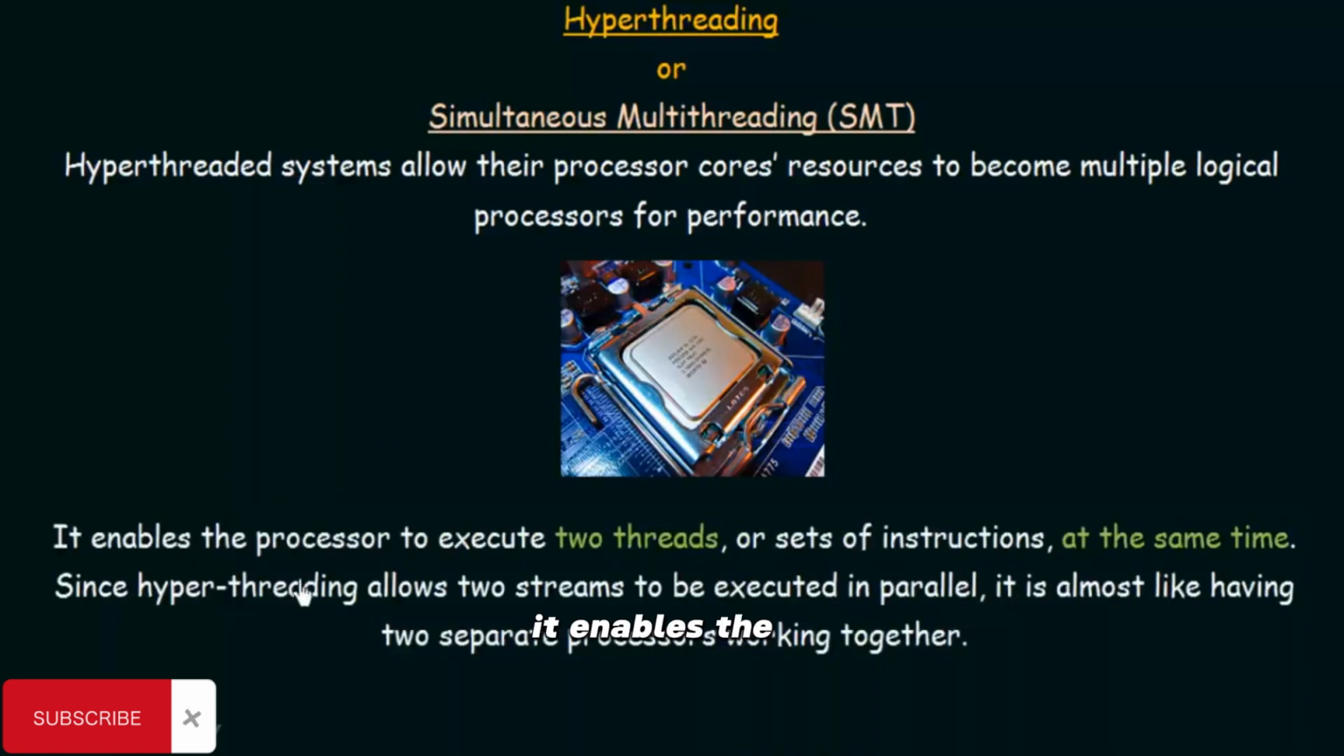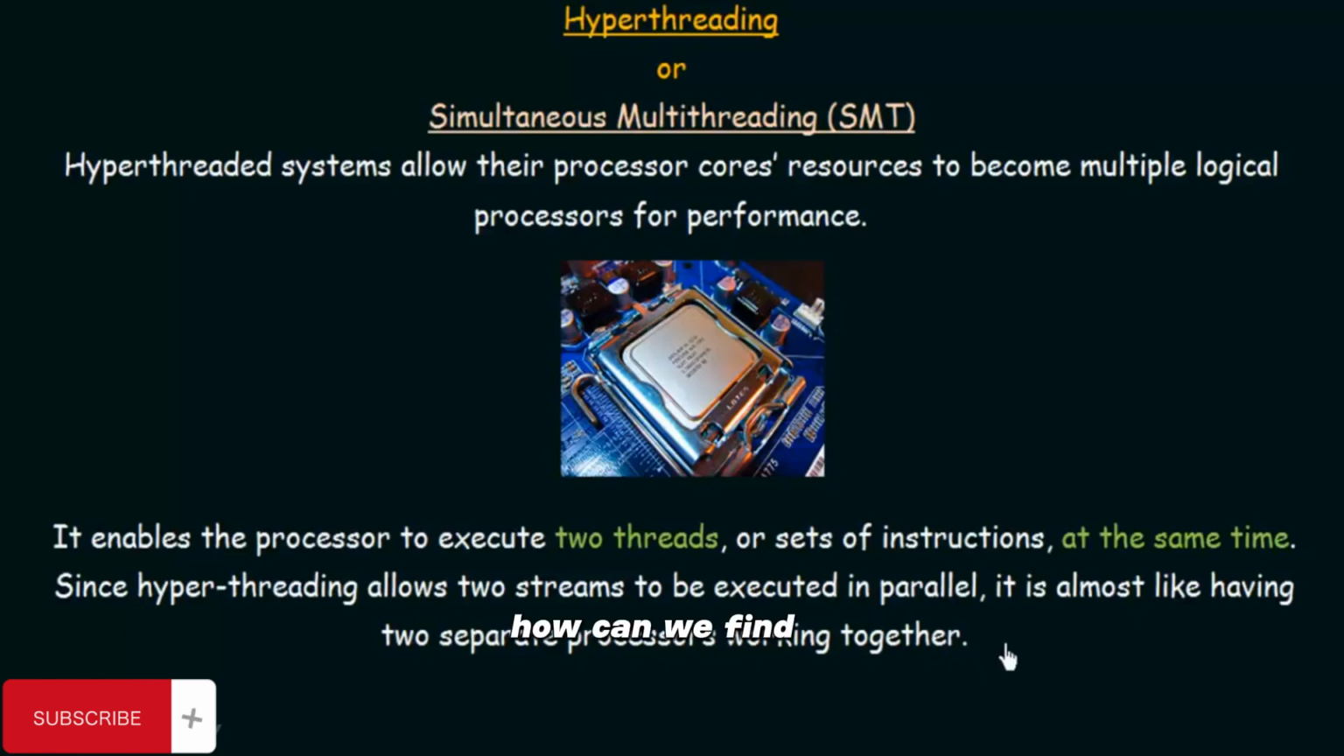So what happens? It enables the processors to execute 2 threads or a set of instructions at the same time. Since hyper-threading allows 2 streams to be executed in parallel, it is almost like having 2 separate processors working together. So this is what I explained to you.